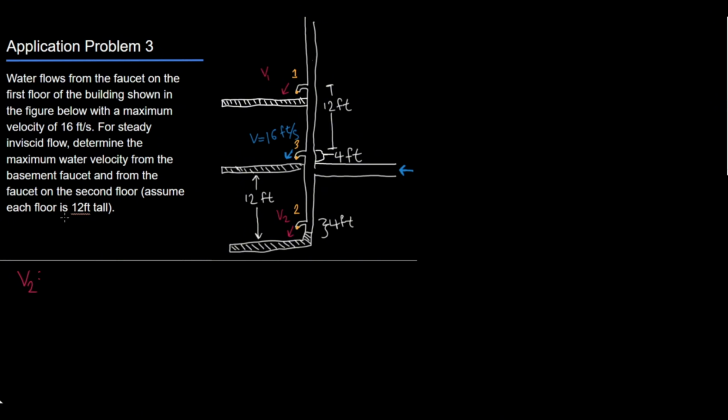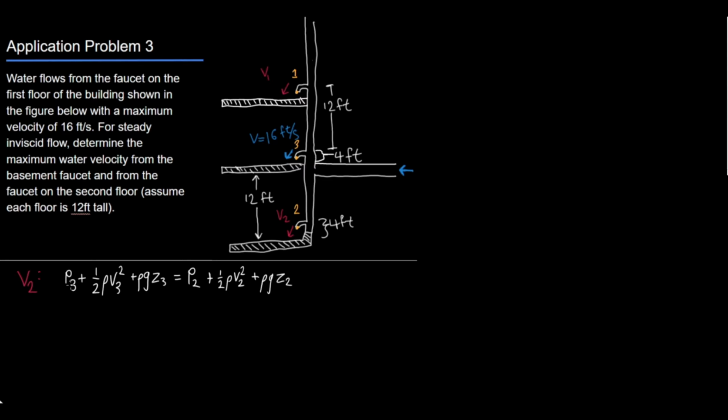And then we're just going to use the Bernoulli equation. So it's going to go p3 plus 1/2 rho v3 squared plus rho g z3 is equal to p2 plus 1/2 rho v2 squared plus rho g z2.